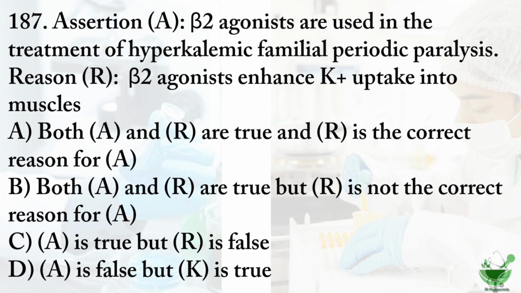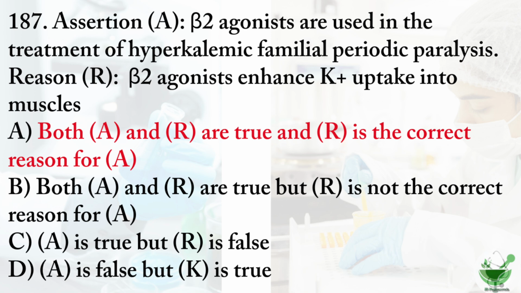The options are option A, both A and R, that is assertion and reason, are true, and reason is the correct reason for A. Option B, both A and R are true, but R is not the correct reason for A. Option C, A is true but R is false. Option D, A is false but R is true. So the right option is option A, both A and R are true and R is the reason for A.